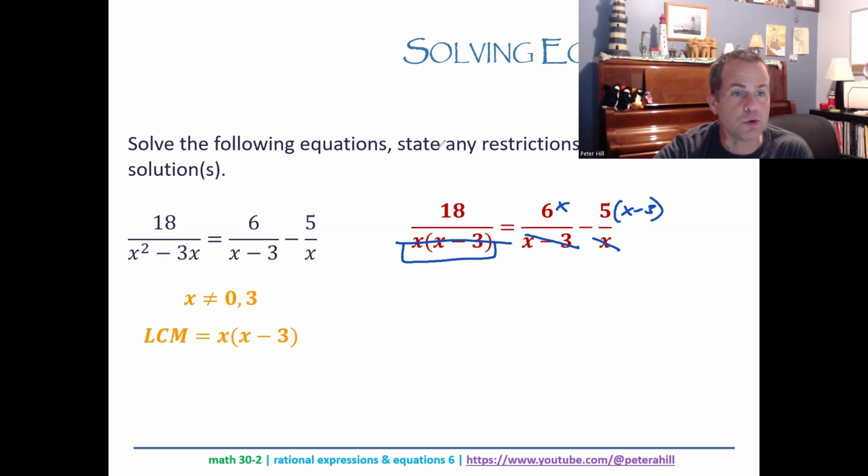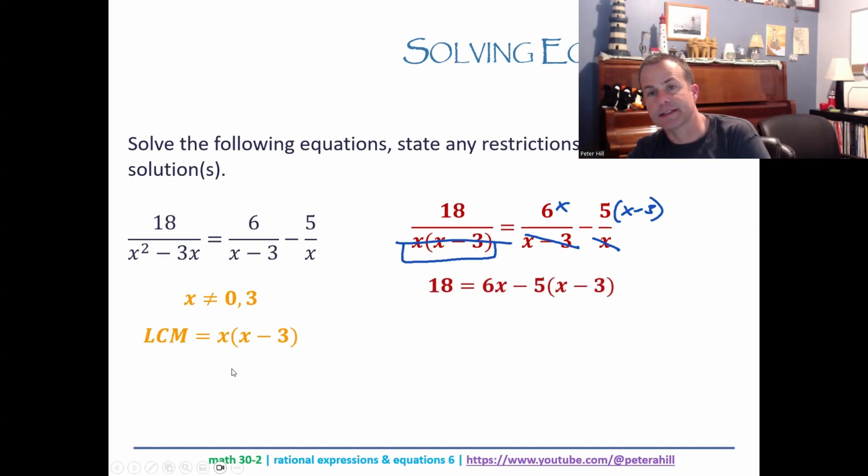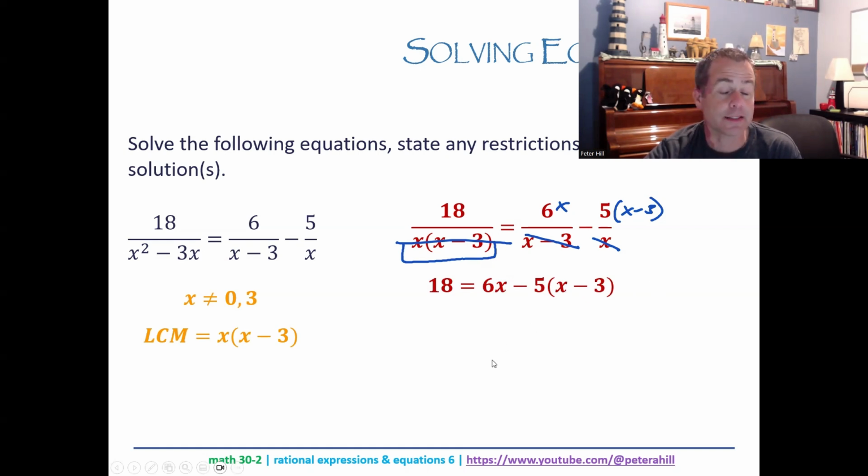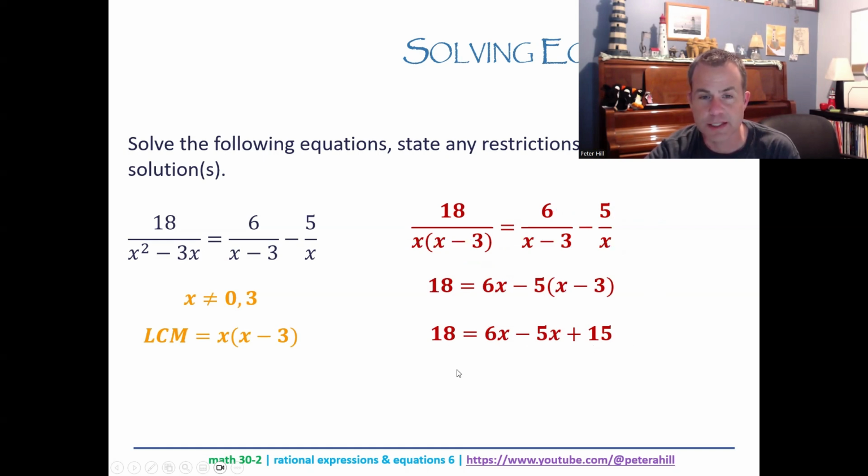Okay, so that's going to leave me with 18 equals 6x minus 5 times x minus 3. Now, I can distribute the negative 5. So that'd be negative 5x plus 15. Watch that. Okay. And then I see 6x minus 5x is 1x. And I could subtract 15 from both sides. That would give me x equals 3.